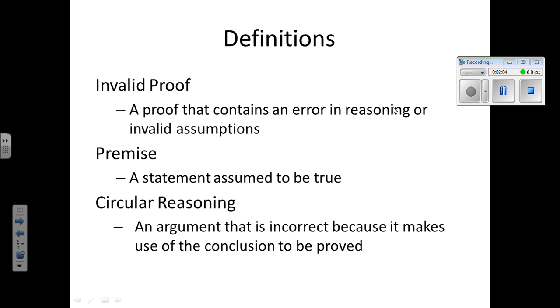So let's go over some definitions. Invalid proof: a proof that contains an error in reasoning or invalid assumptions. A premise: a statement assumed to be true. Circular reasoning: an argument that is incorrect because it makes use of the conclusion to be proved.